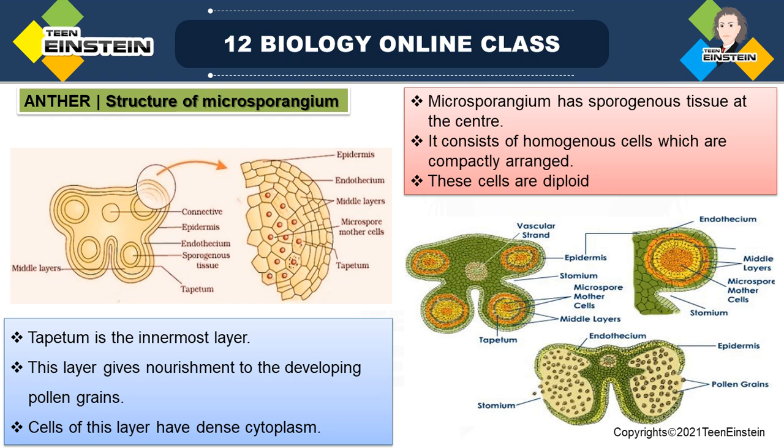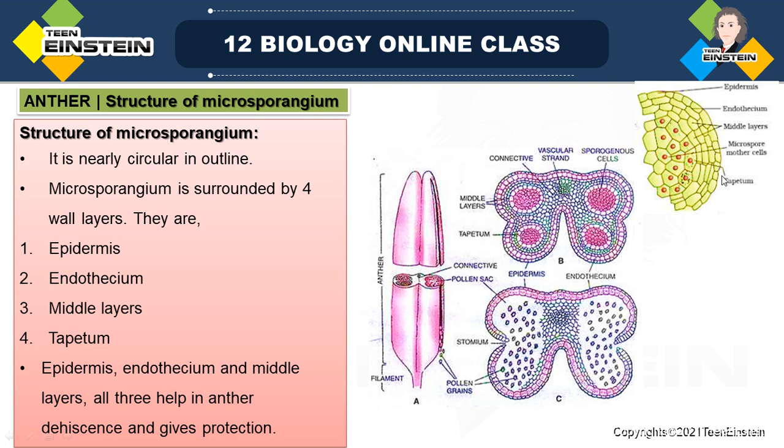And next is tapetum, the innermost layer. The tapetum is the innermost layer of anther, and this surrounds the sporangium, or the sporogenous tissue. Here you can see the tapetum. In the previous slide, you can see it is the innermost layer.